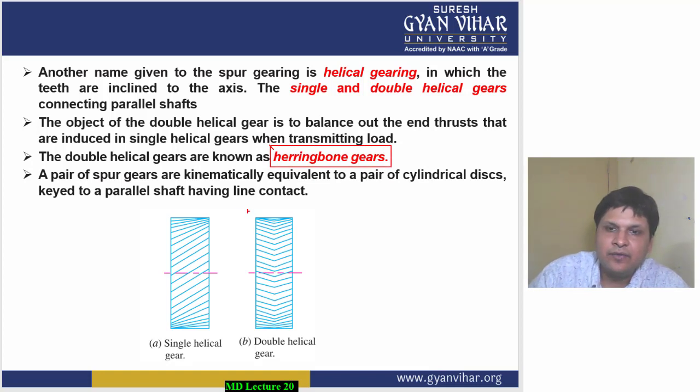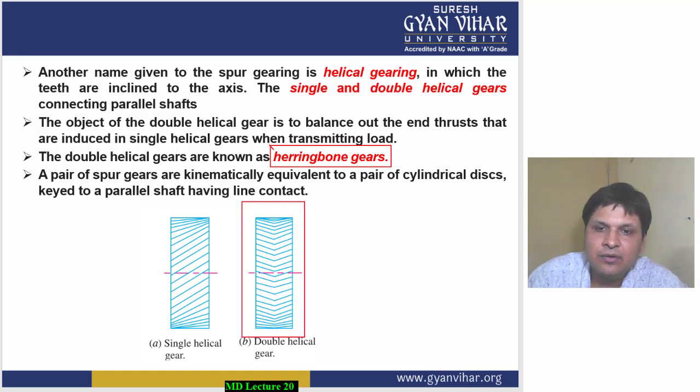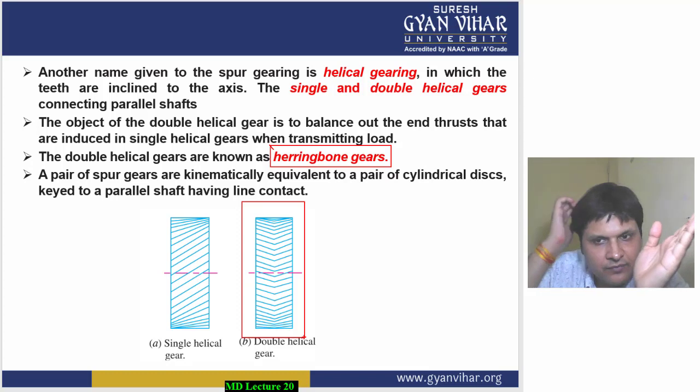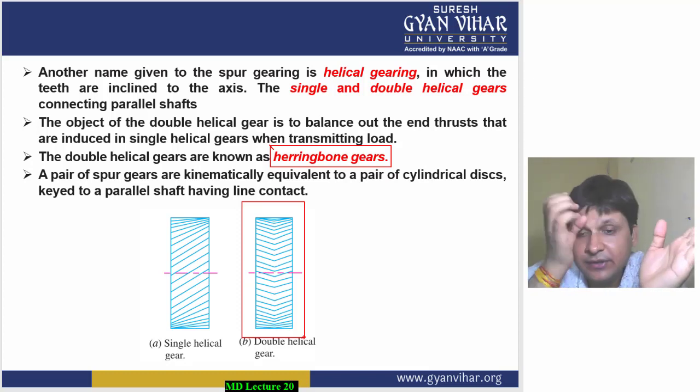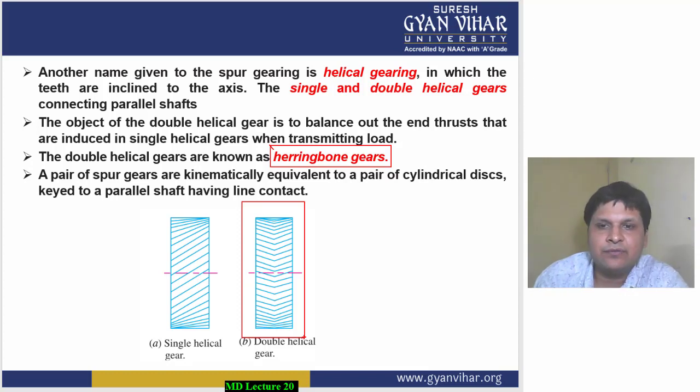Herringbone gears generally have inclination of the teeth on both the sides. Means you will have the left hand direction of the teeth and also the right hand direction of the teeth. So why have we used this type, in which you have the inclination on both the sides, in which the teeth are inclined to the axis? Basically, herringbone gears are double helical gears.